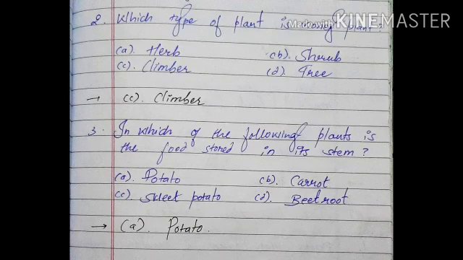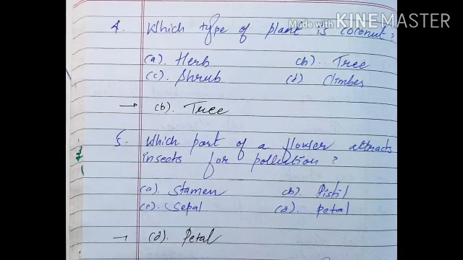Second one is which type of plant is money plant, and here are also 4 options and the answer is C, climber. Third one is in which of the following plant is the food stored in its stem. So here are the 4 options and the answer is A, potato. Fourth one is which type of plant is coconut. So here are 4 options and the answer is B, tree.